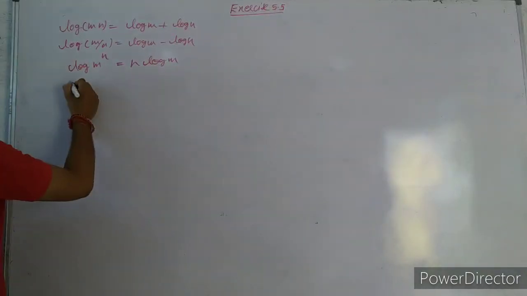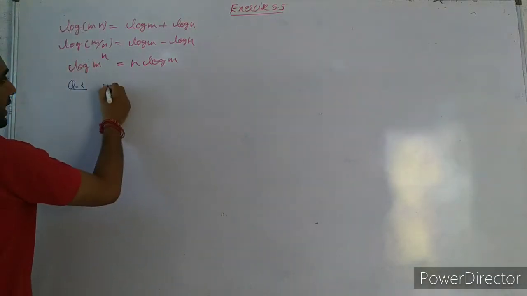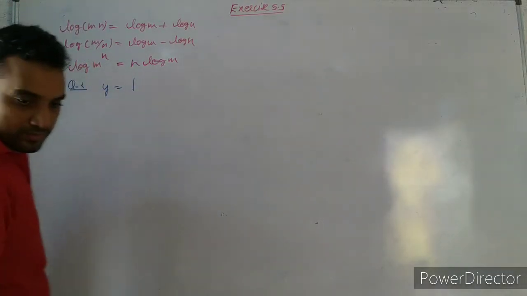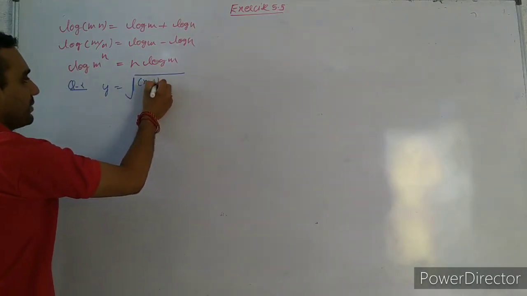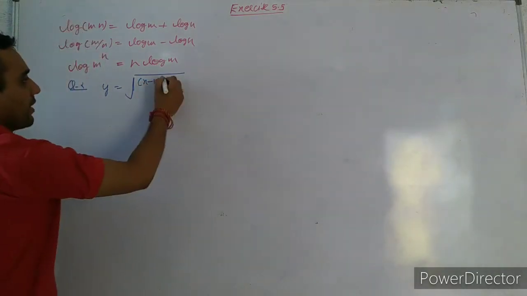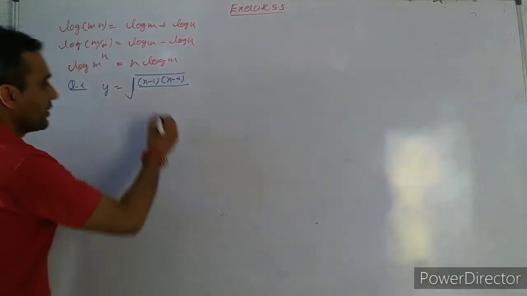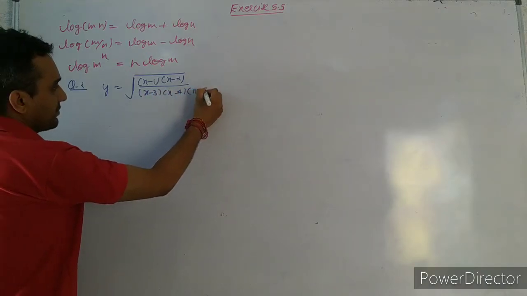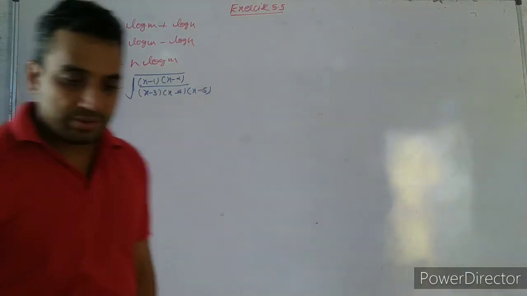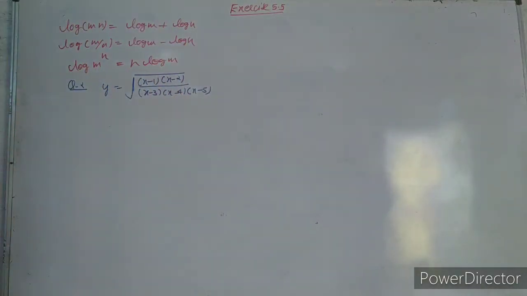Question number 2 is y is equal to under root (x minus 1)(x minus 2) upon (x minus 3)(x minus 4)(x minus 5), and we have to differentiate this with respect to x.